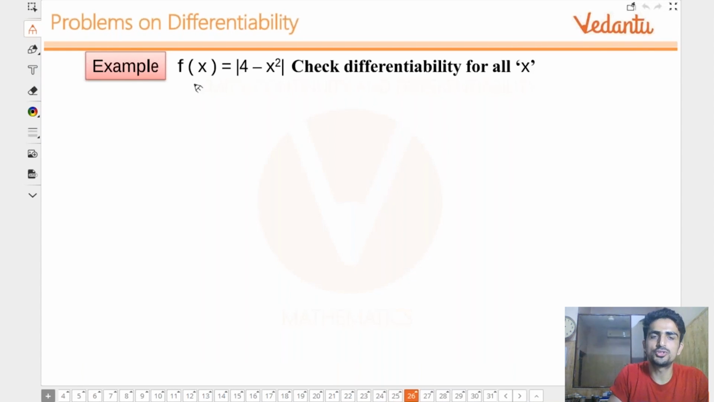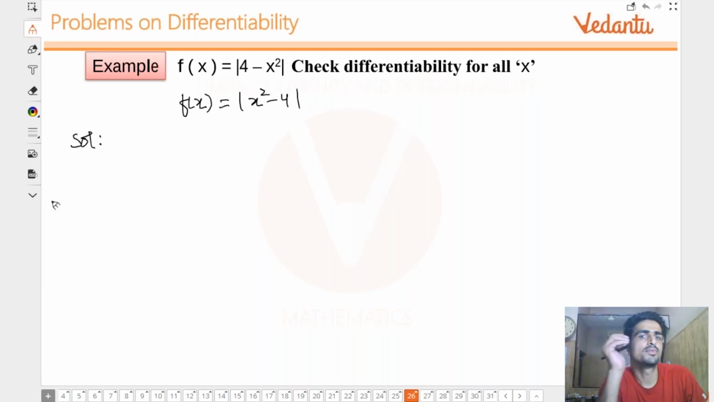Now next is this question: f of x equals mod of 4 minus x square. We need to check differentiability for all x. First of all, do you understand that whether it is 4 minus x square or x square minus 4, both mean the same thing? It's mod at the end of the day. So mod of a or mod of minus a, both are the same. Can I write it like this?